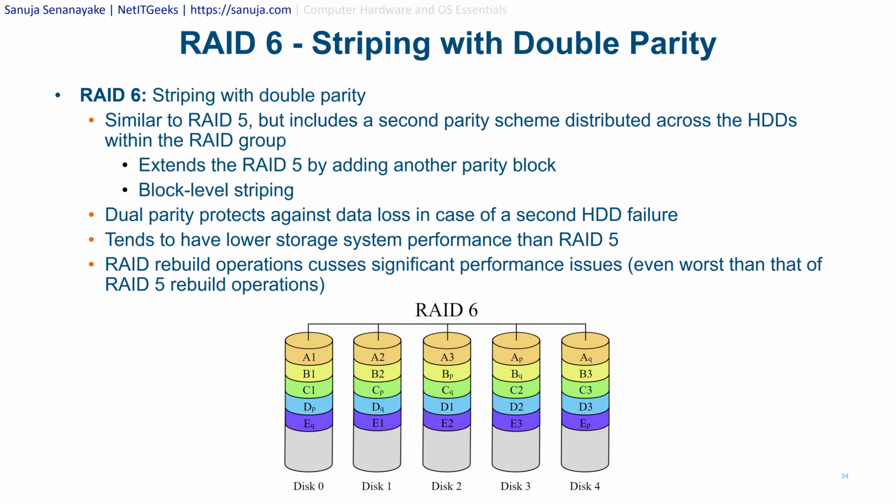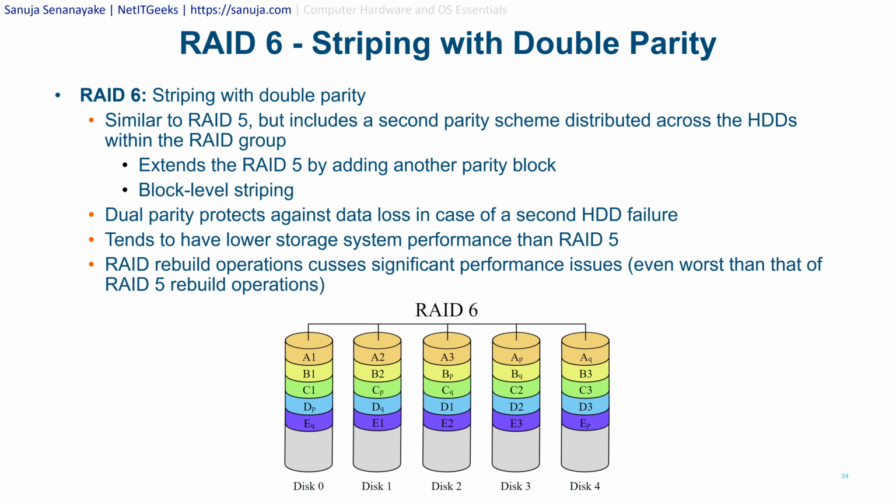Dual parity protects against data loss in case of a second hard drive failure. So remember, in RAID 5, if the first hard drive fails, you're okay, and if the second hard drive fails, you're not going to be okay. You're going to have some issues. You won't be able to recover data. So that's the key thing about RAID 6. It should allow you to have 2 hard drive failures and still recover data.